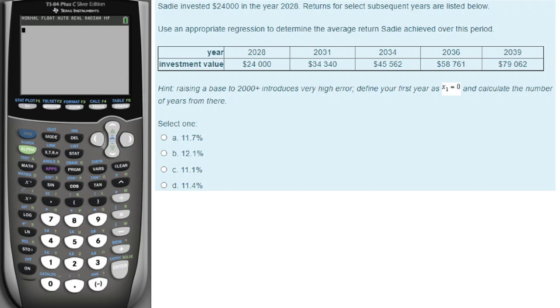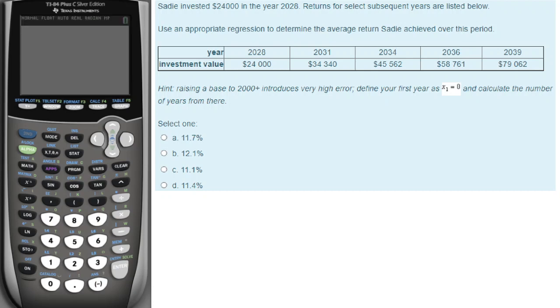Sadie invested $24,000 in the year 2028. Returns for select subsequent years are listed below. Use an appropriate regression to determine the average return Sadie achieved over this period. Then there's some years. They don't go up 1 year at a time. You'll notice that there are some year jumps, which is okay. It looks like it's every 3 years. And then the investment value grows, starting at 24,000.